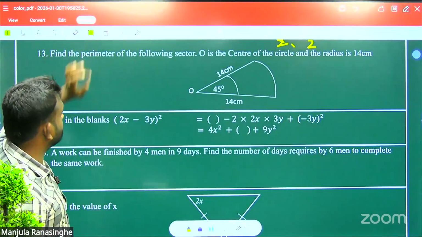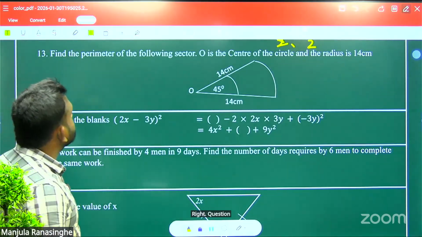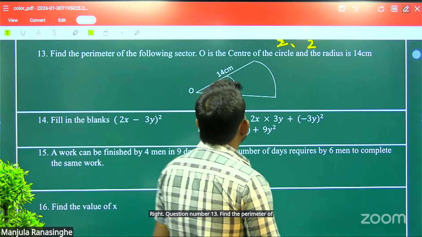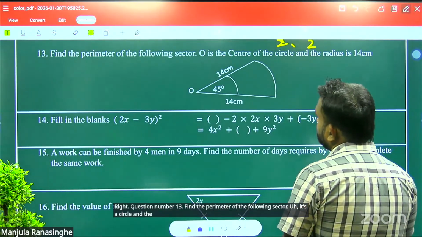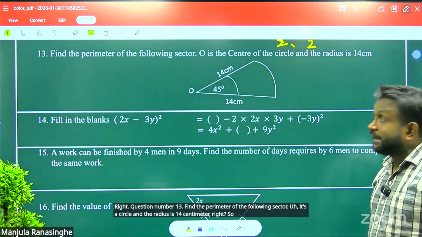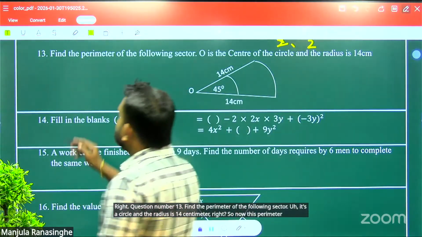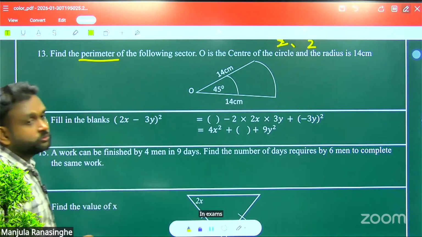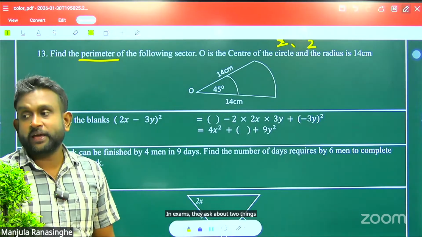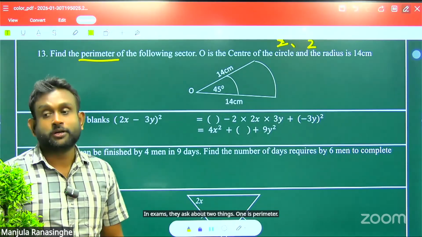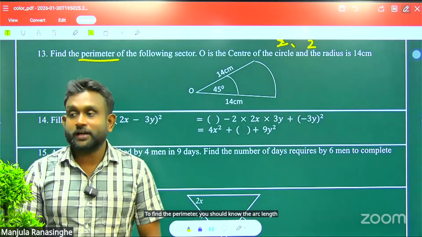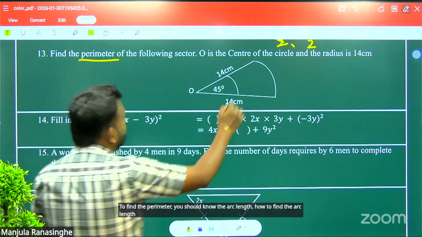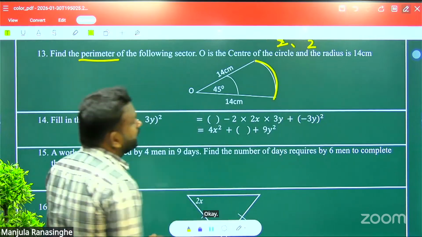Right. Question number 13. Find the perimeter of the following sector of the circle, and the radius is 14 centimeter. Right. So now this perimeter. In exams, they ask about two things. One is perimeter, one is arc length. To find the perimeter, you should know the arc length. How to find the arc length? This length is the arc length. Okay, so how to find that arc length?